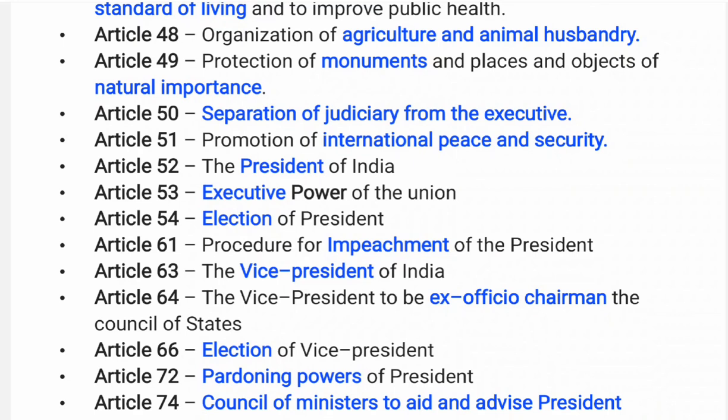Article 52, president. 53, executive. 54, election of president. 61, impeachment of the president. 63, vice president. 64, ex officio chairman. 66, election of vice president. First comes president, then vice president.